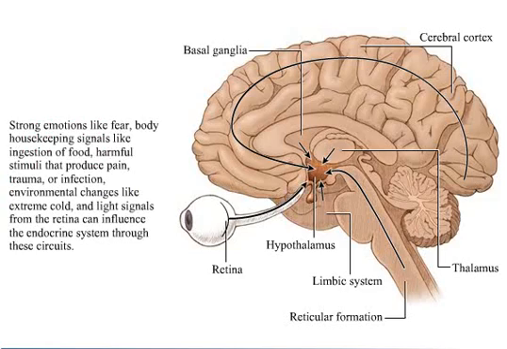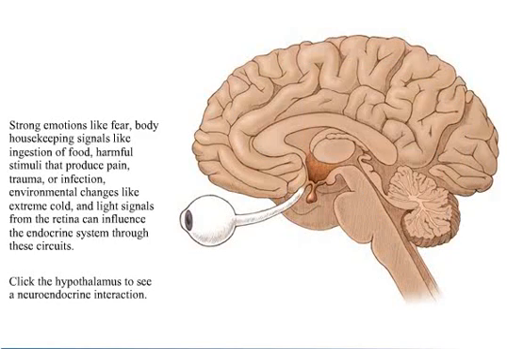Strong emotions like fear, body housekeeping signals like ingestion of food, harmful stimuli that produce pain, trauma, or infection, environmental changes like extreme cold, and light signals from the retina can influence the endocrine system through these circuits. Click the hypothalamus to see a neuroendocrine interaction.